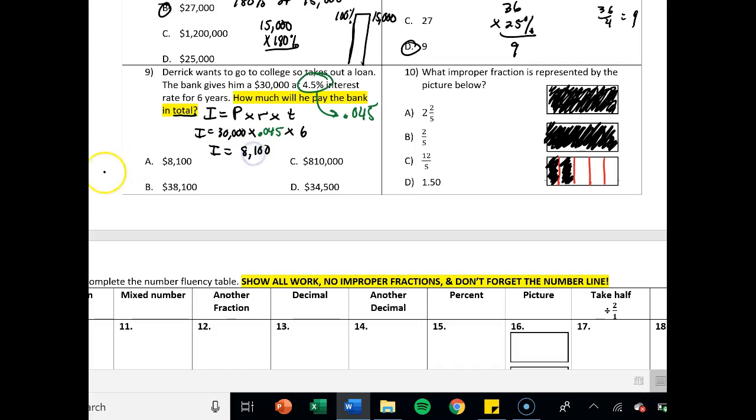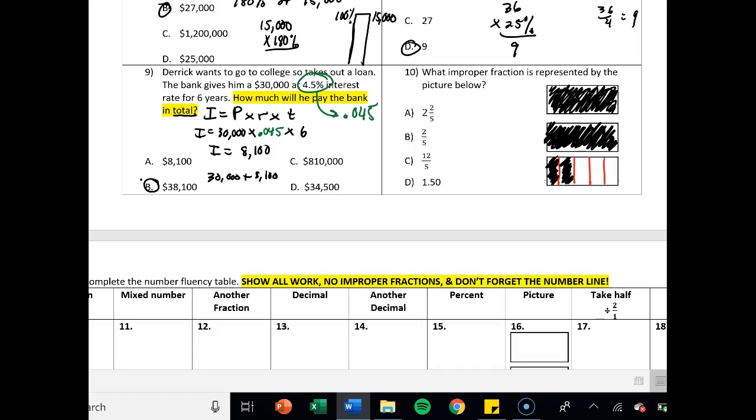Some of you might be jumping the gun and saying A is your answer. No, that's your interest. Remember, you got to pay back the $30,000 that you borrowed in the first place. So your answer is $30,000 plus 8,100. So don't jump the gun on tomorrow's test. Make sure you go the extra step.